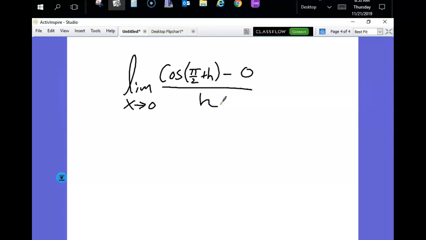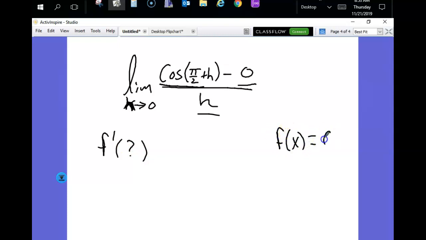What's our function? First of all, do you guys see that this is not just another limit here? We have something minus something over our delta x, which we're calling h in this case. So that's a difference quotient. And when you're taking the limit of a difference quotient, what are we really finding there? You're finding a derivative, okay? So we're finding the derivative of something, right?